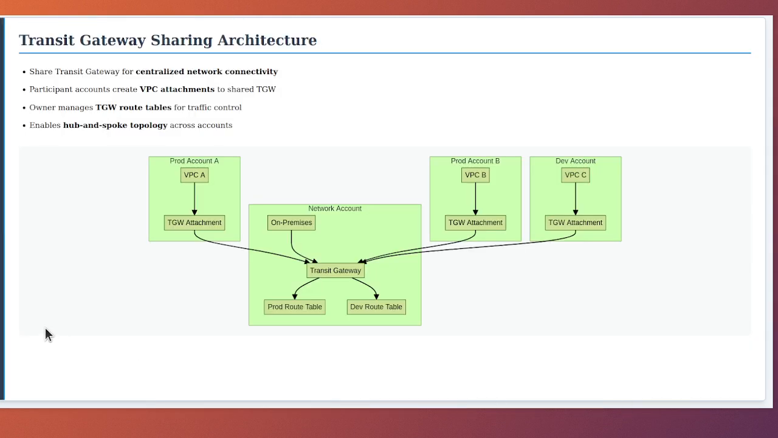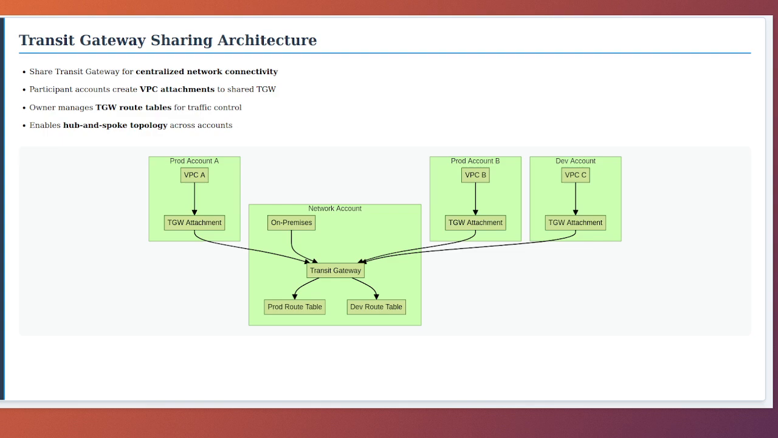Transit gateway sharing. Transit gateway is one of the most valuable resources to share via AWS RAM. A transit gateway acts as a central hub that connects multiple VPCs and on-premises networks together. Sharing a transit gateway across accounts enables a hub-and-spoke network architecture without requiring each account to create and manage its own transit gateway.